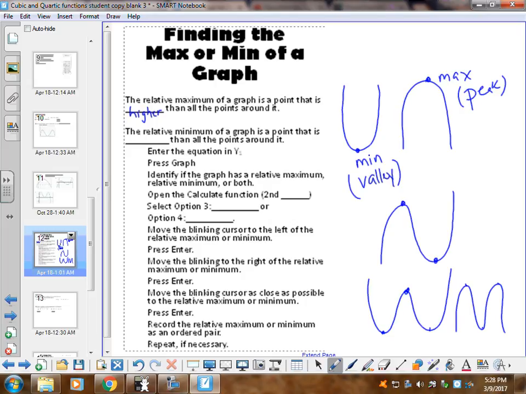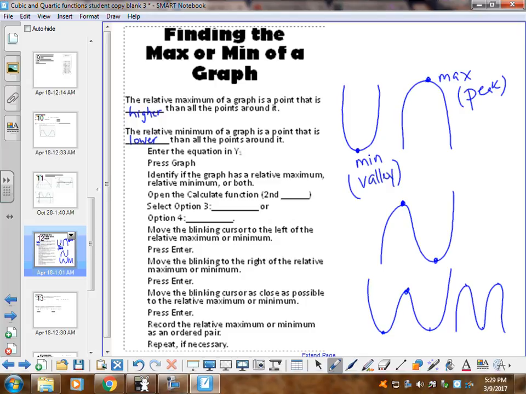The relative minimum of a graph is a point that is lower than all the other points. So in that peak, the max is the highest. In that valley, the minimum is the lowest. The lowest and the highest. What you need to remember is sometimes if it's not a distinct peak and not a distinct valley, there is no max or min. So you could have some that do not have a max or a minimum.